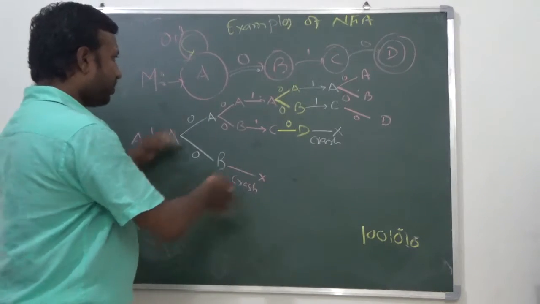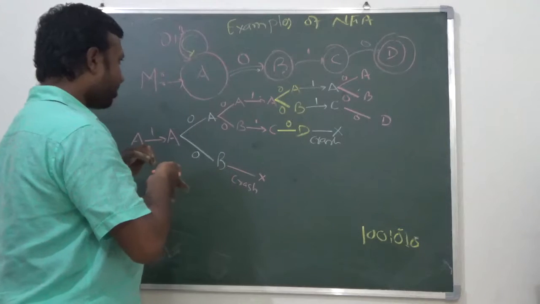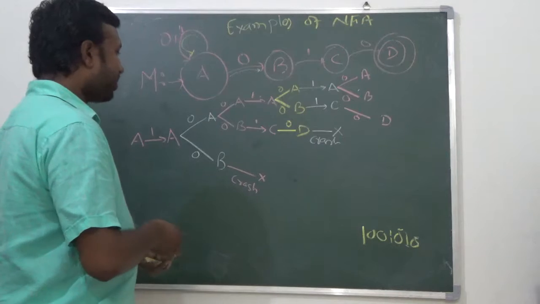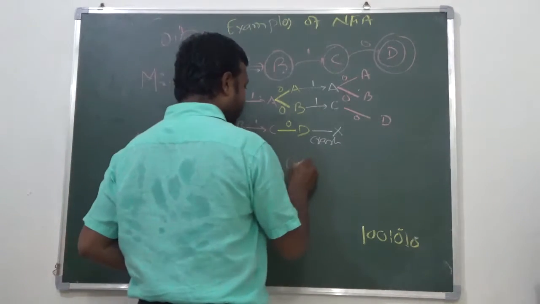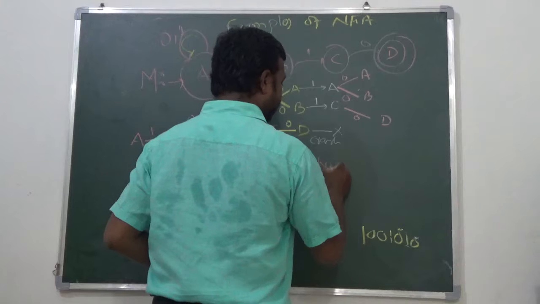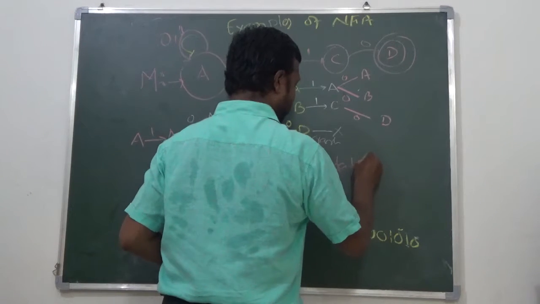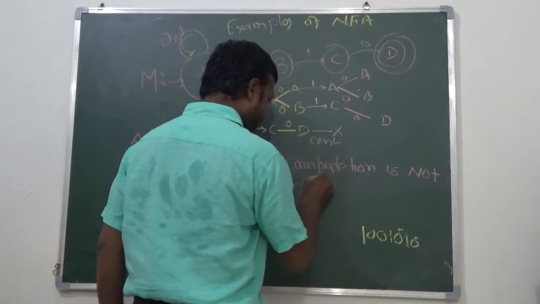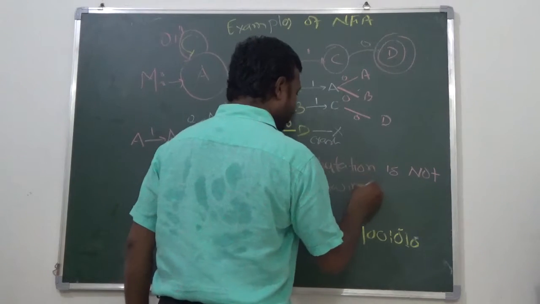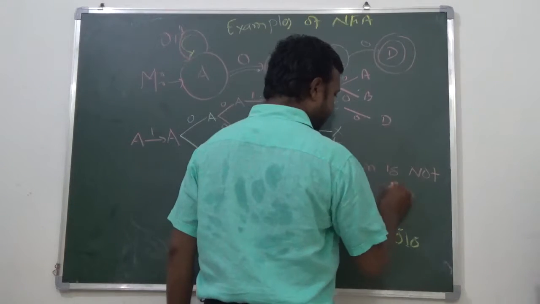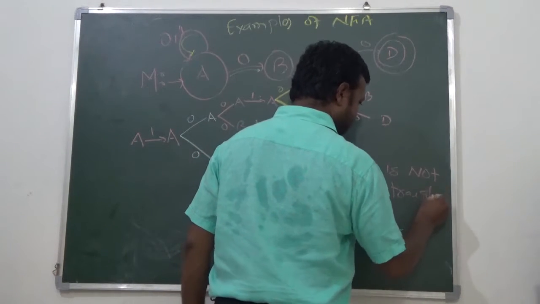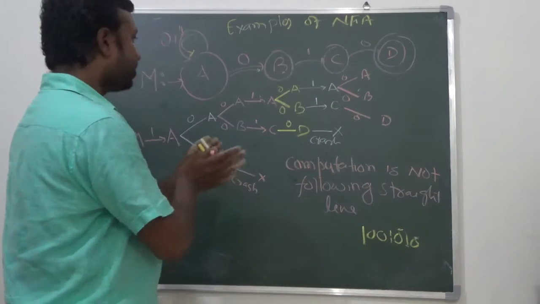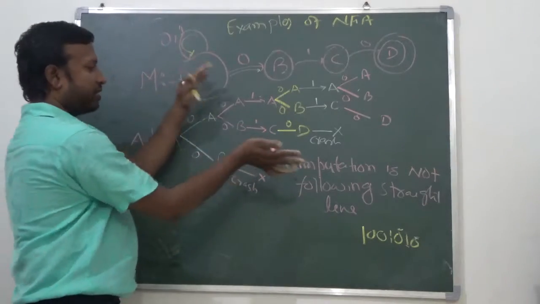So, if you look at the computation, you will find things are completely weird. Okay? Or you can say the computation is not following a straight line. Rather, it is following a tree form, right?